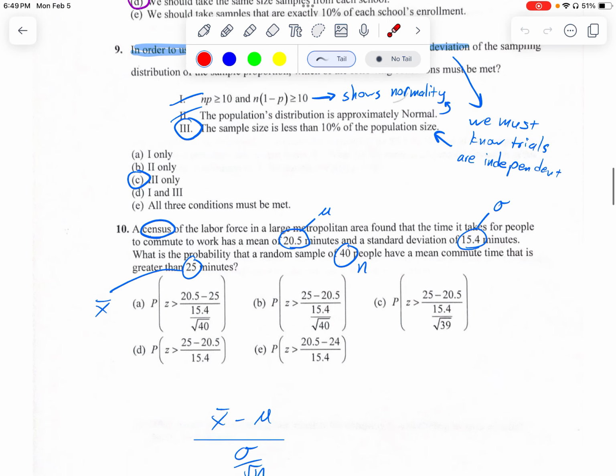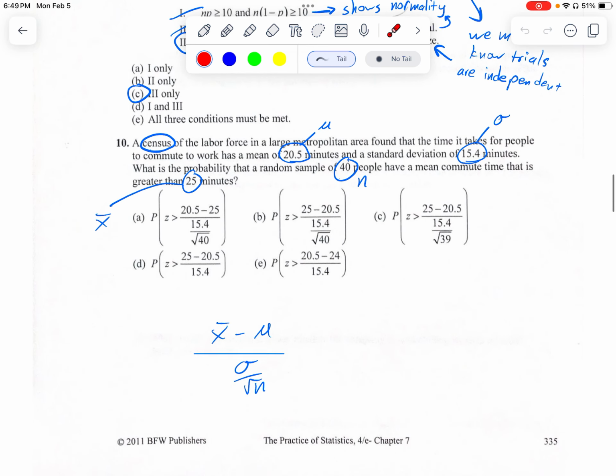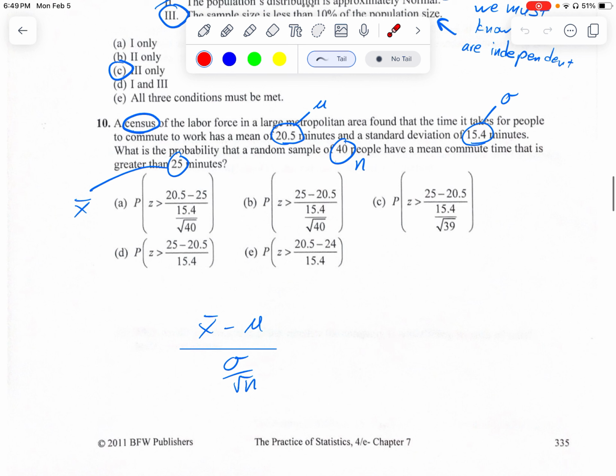Okay, and 10. This is a mean or mu, okay? In a large metropolitan area, they found that the time it takes for people to commute to work has an average of 20.5 minutes. That's the population. And a standard deviation of 15.4. So that's sigma. Okay. They're talking globally here about everybody. So that is mu and sigma.